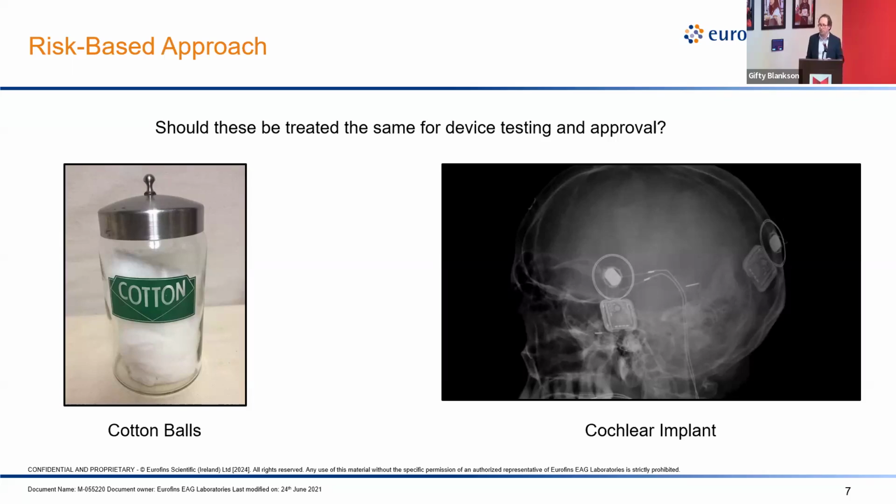The other thing to consider too is, bluntly, cost, right? If you're making cotton balls, how much can you sell a cotton ball for? Compare that to the price of a cochlear implant. How much testing can you afford, right? And this is something the FDA has to struggle with, right? They know if they demand excessive testing, they will price devices off the market, and that's not good.